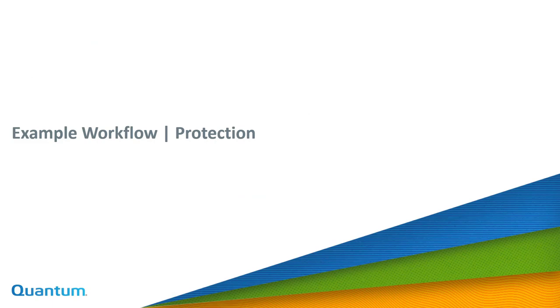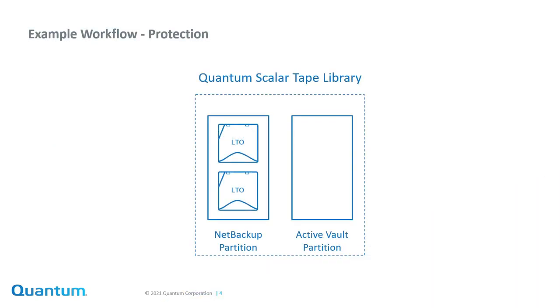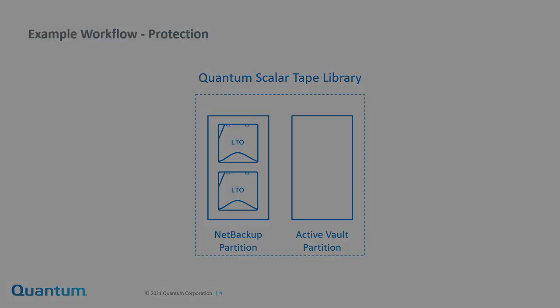Let's look at the environment I have set up. I have a Scalar i6 tape library configured with two partitions. One will be used by NetBackup, and the other is a special system partition that will be used by ActiveVault. The ActiveVault partition is not visible to NetBackup or any other application.